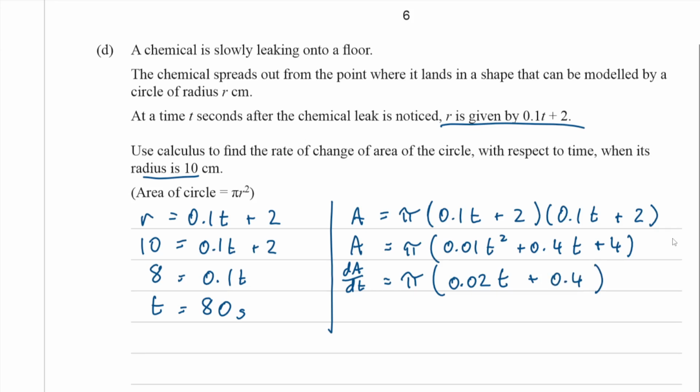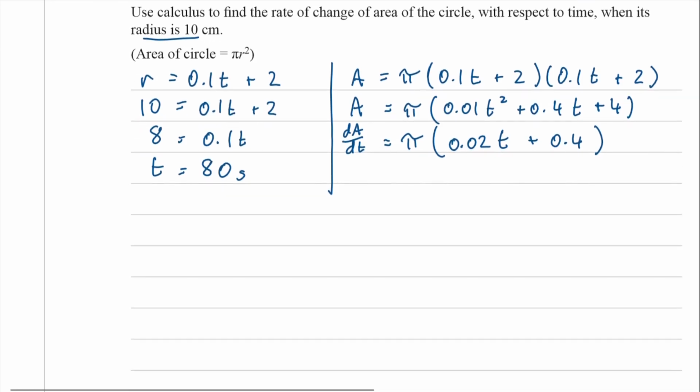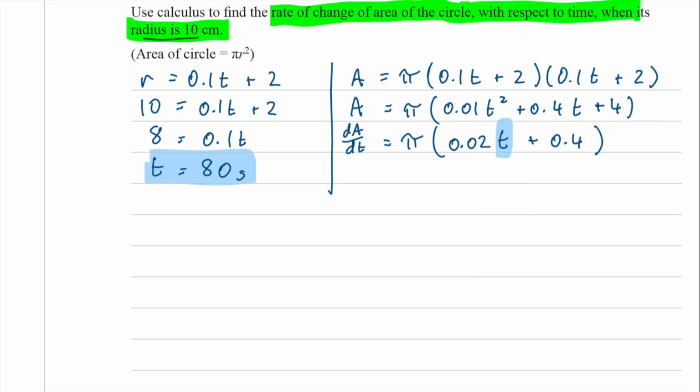So we found the derivative of the area with respect to time. In other words, how the area changes, the gradient function. Now we can put it together. Earlier we worked out the radius is 10 centimeters when time is 80 seconds. So substituting time is 80 seconds into our rate of change of area will give us the rate of change of area of the circle when it is a radius of 10 centimeters.